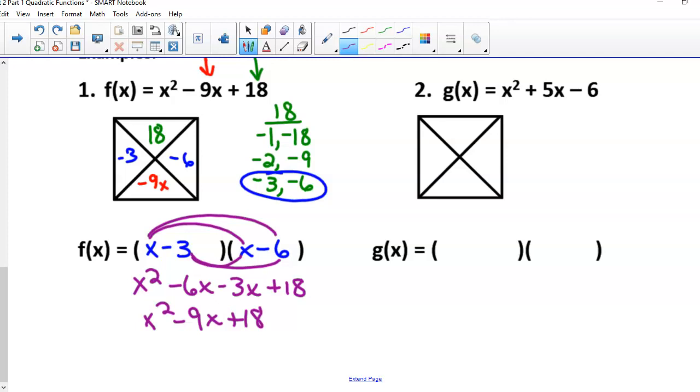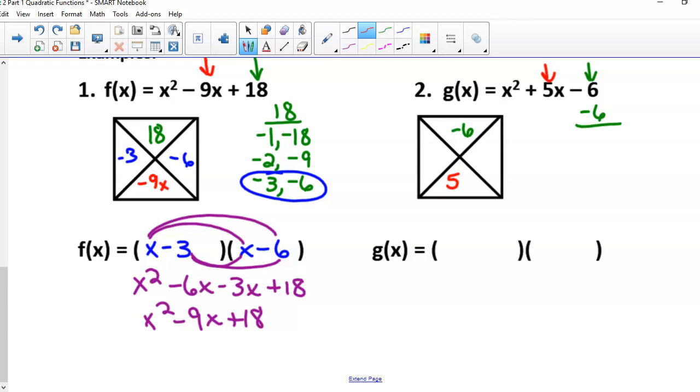All right, let's take a look at number 2. Again, our last term is -6, so I write my -6 over here. My middle term is 5x. It really doesn't matter if you put the x in there or not. We're looking at the factors of -6 that will give us a positive 5. Because that 6 is negative, we have to have two different signs. And the larger one has to be positive to give us that positive 5.